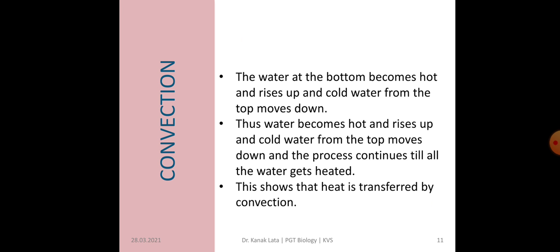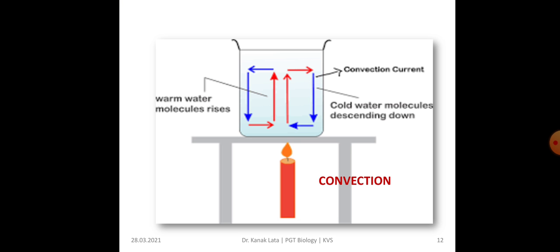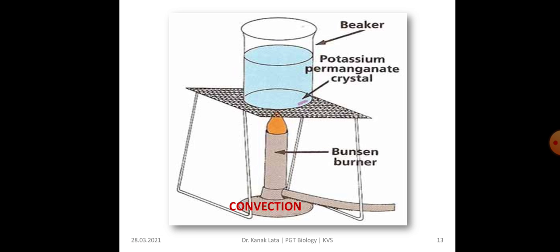This process continues, and you can observe the movement of the crystals, or the color of the potassium permanganate, and it will continue till all the water gets heated. So this shows that heat is transferred by convection. Why? Because here we have taken a liquid, that is water. This is the figure showing convection. Here also you can see a figure of convection.